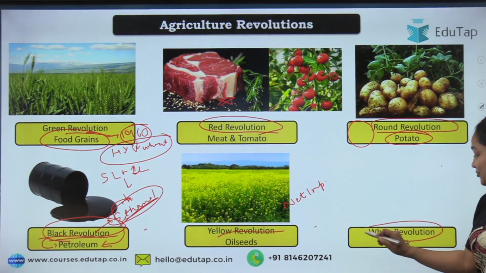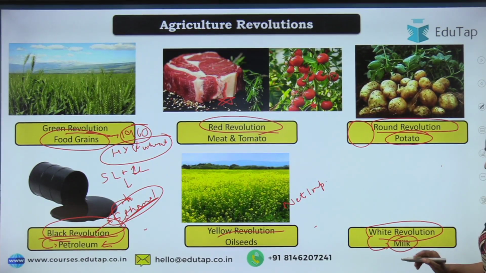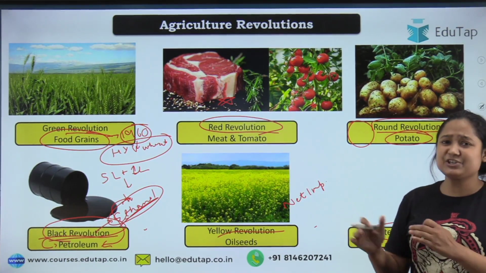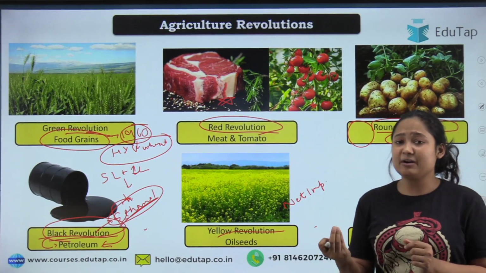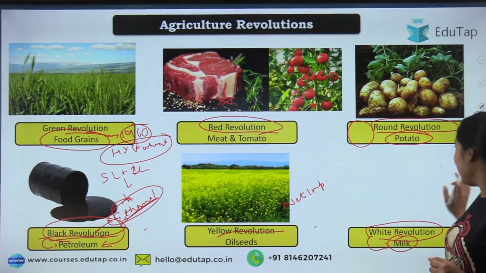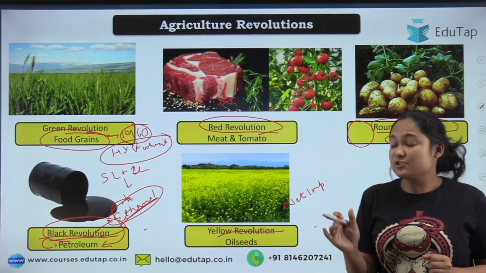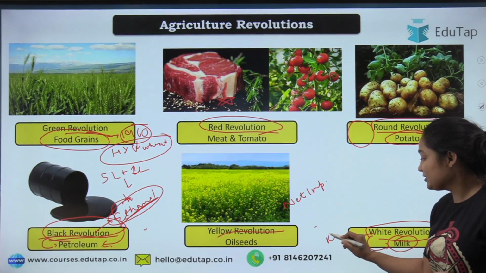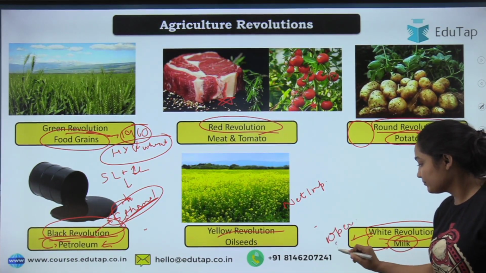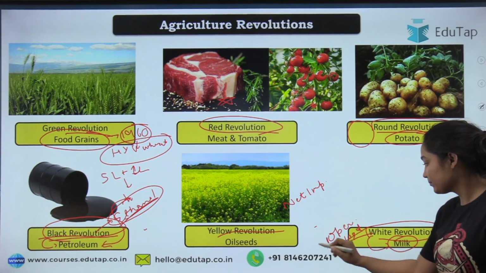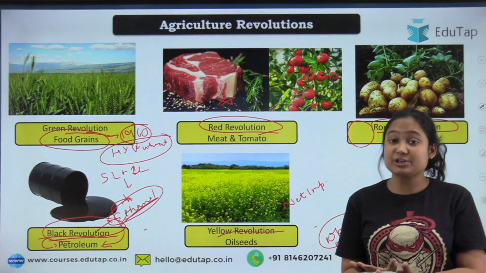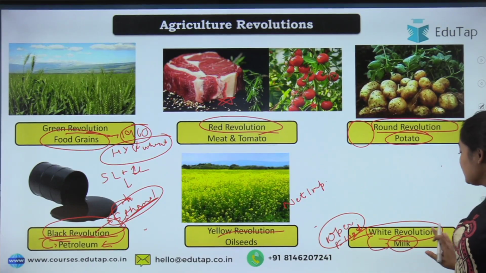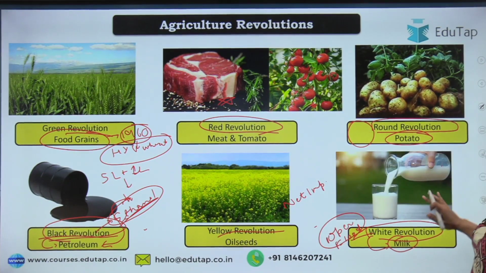Then talking about white revolution, your white revolution deals with milk production. See, you have heard about Amul. So what happened? At British time and after that, the quality of milk in India was very bad. So there was a man with the name of Varghese Kurian. He came there, and this particular revolution is also called Operation Flood. He tried to increase the production of milk in India, and now India, you all know, is the biggest producer of milk. So that happened due to this white revolution we are talking about.